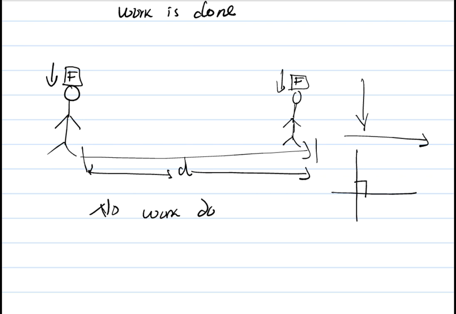No work done. Why? Because the distance and the force are not in the same direction or are not parallel to each other, but instead they are just perpendicular to one another. That concludes what work is. That is a synopsis of work, and I hope that you understood it.